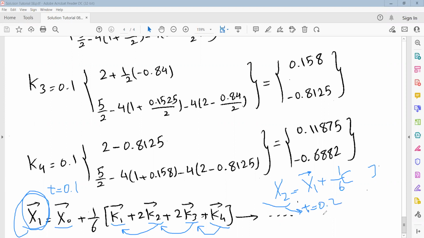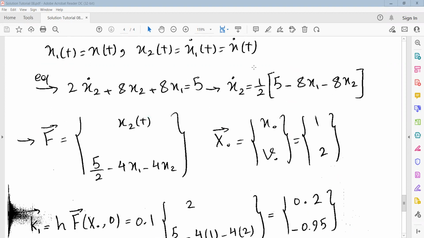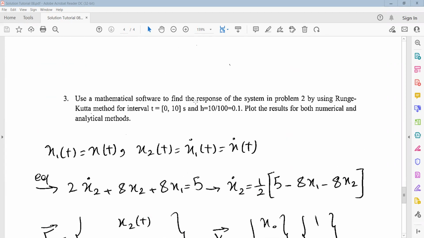This x2 is the response at t equal to 0.2. And the next step, we will calculate x3, the response at t equal to 0.3, and so on. And once we achieve t equal to 10 seconds, we can stop these calculations. Okay, this is the procedure. You can use a mathematical code in any software, as I told you, Mathematica, Maple, MATLAB, or even Excel, and find the response.